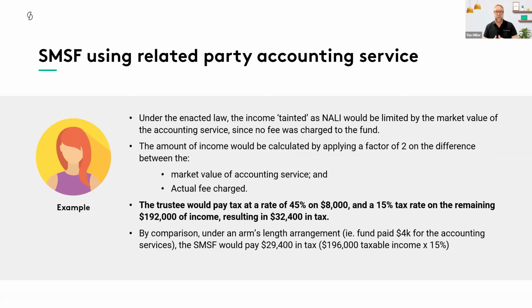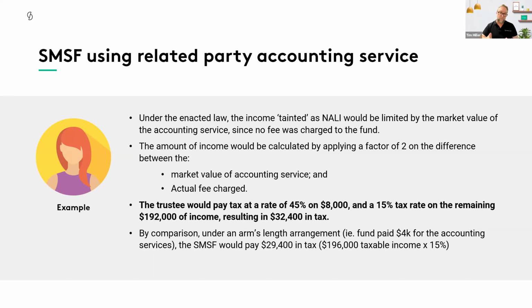But under the new law, the income that is tainted is limited by the market value of the services for which no fee has been charged, and the amount of income is calculated by applying a 2 times factor on the difference between market value of the accounting service and the actual fee charged. Pretty easy when they charge nothing, right? Because in that instance, you go, right, well, what would you normally charge? This is what you have charged. The difference is going to be the amount. We're going to times that by 2.